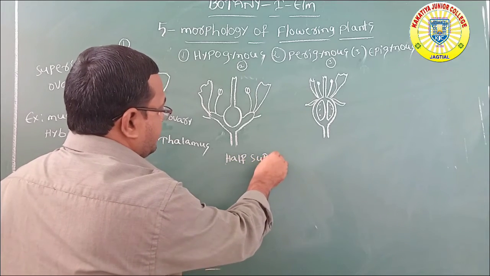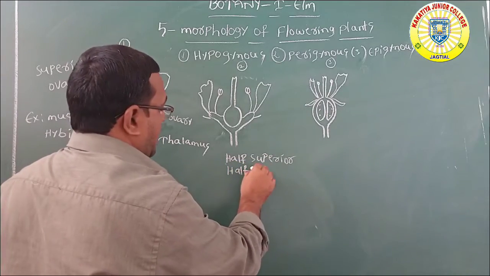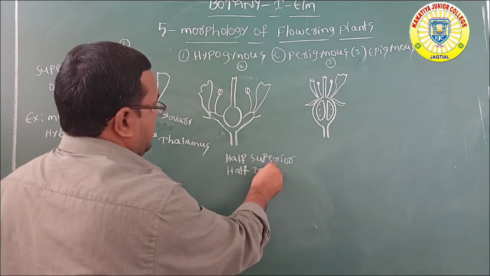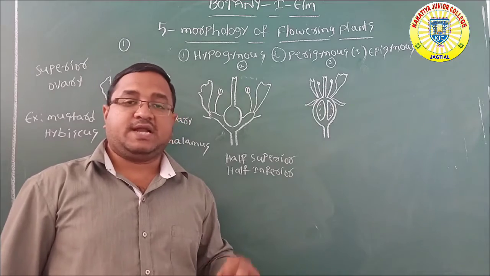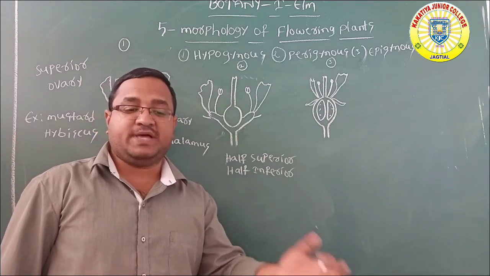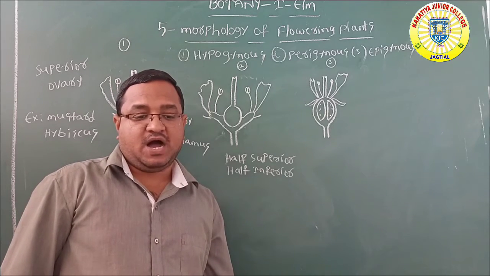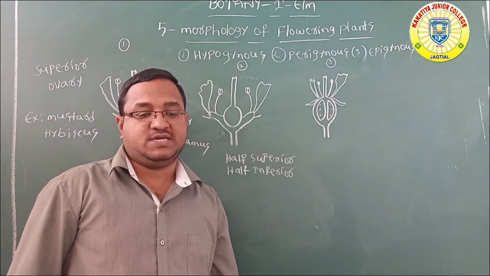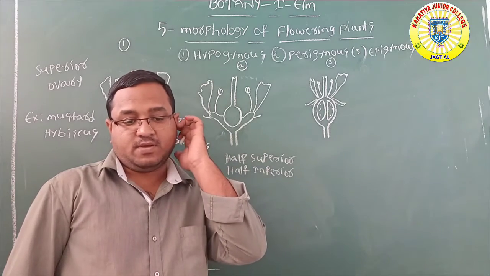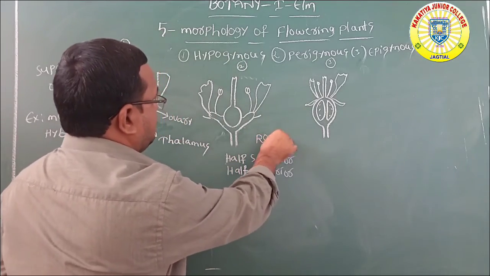Half superior, half inferior ovary. Okay. Neither superior nor inferior. So this type of ovary is called half superior and half inferior ovary. Best example you can see is rose.